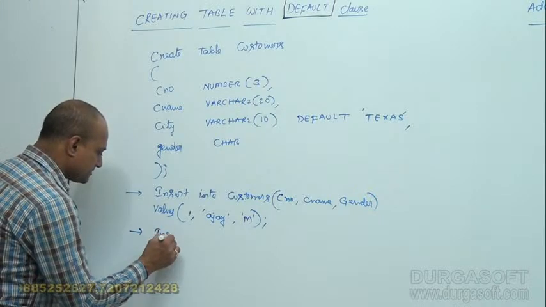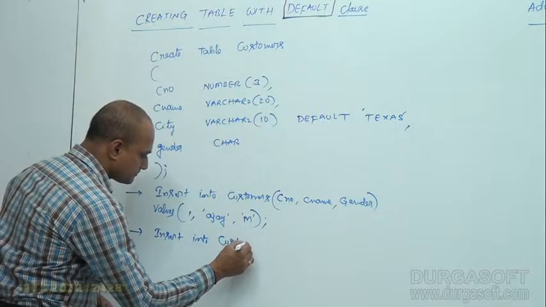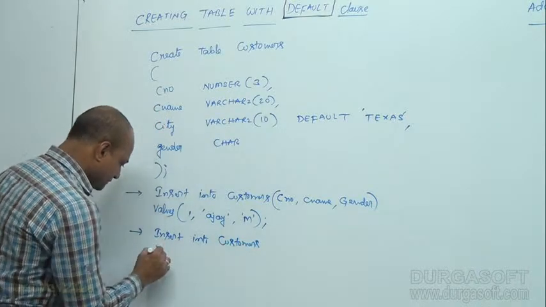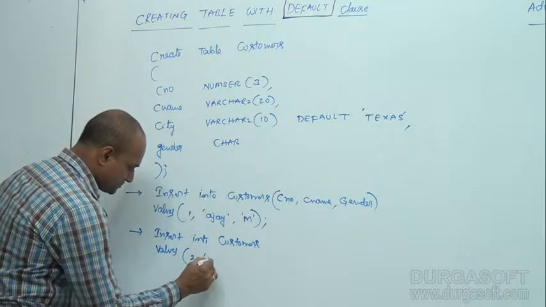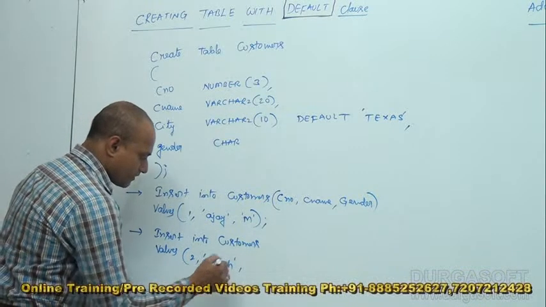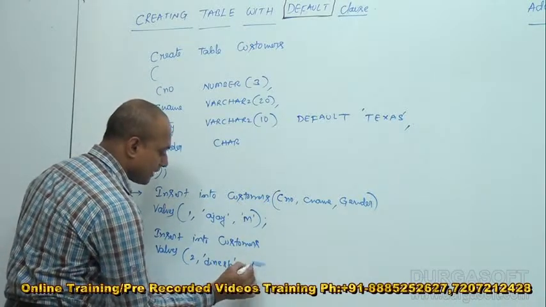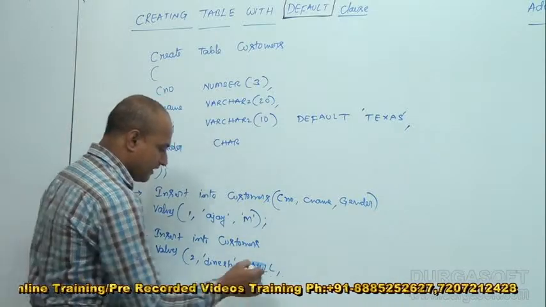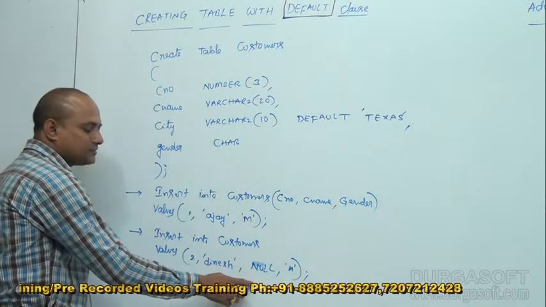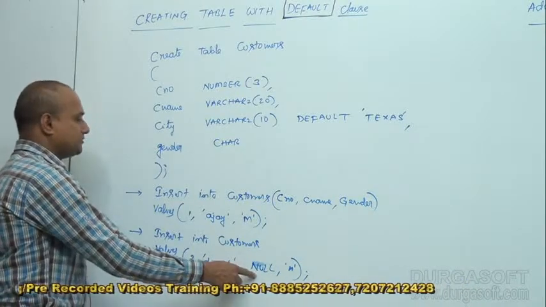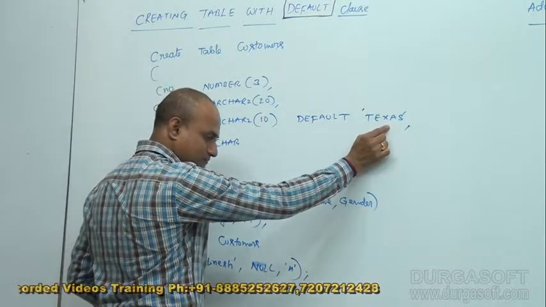Insert into customers values, in this case 2, Dinesh, male. Okay, here what is the city value? I don't know the city value, so null, and here male. So now in this record the city value is null. Why? Because you are inserting a null value. If you did not submit any value, then by default the value is Texas. Remember.